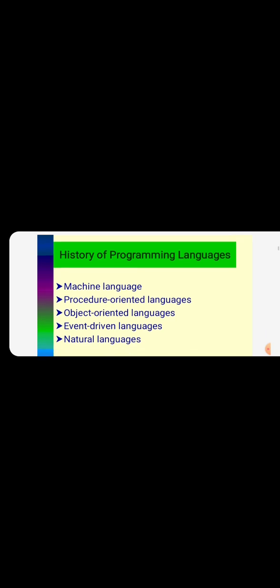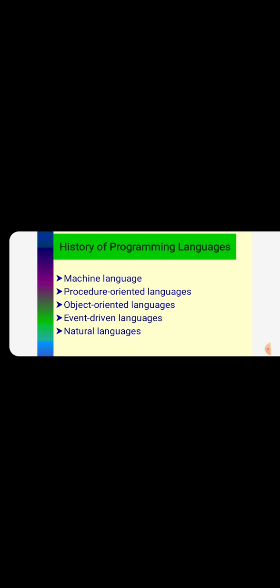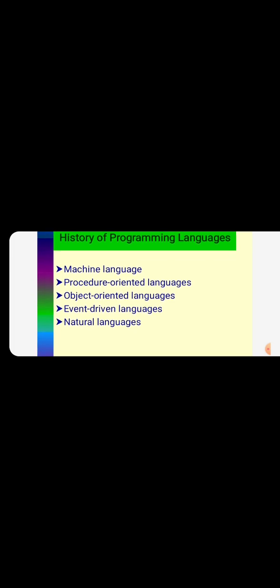The history of programming languages contains machine language, procedure-oriented language, object-oriented language, event-driven language, and natural language. There are 5 types of languages described in the history of programming languages. Machine language can be understood only by machines, and procedure-oriented language can be understood only by human beings. Event-driven and natural languages are understood by both human beings and machines.